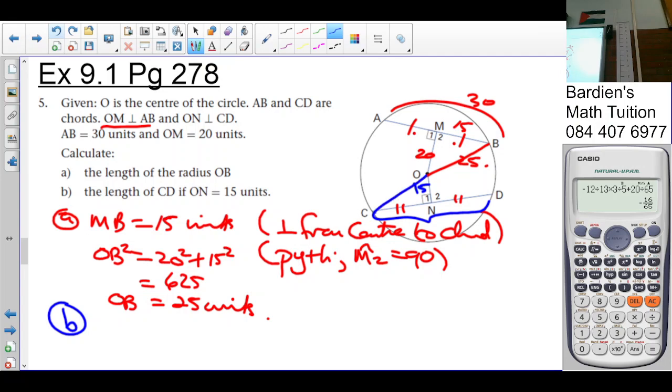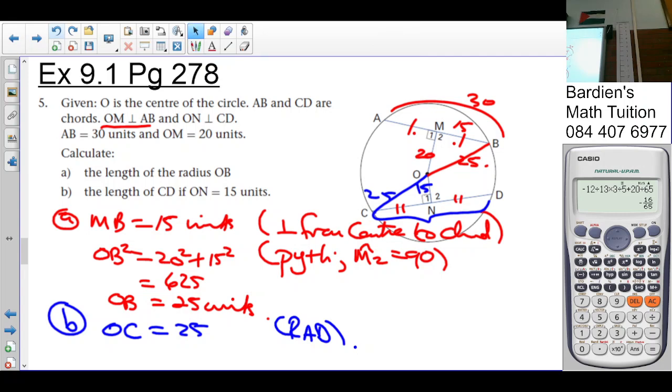Not so. But what is OC's length equal to? Sorry? 25. Why is it 25? Well, it's your radius. Not so. The radius in the circle, anywhere in the circle, is of the same length. Not so. From center to circumference is your radius. So that's going to give us a length of 25. Okay? Is that enough information to apply Pythagoras? Yes, absolutely. It's enough information to apply Pythagoras.